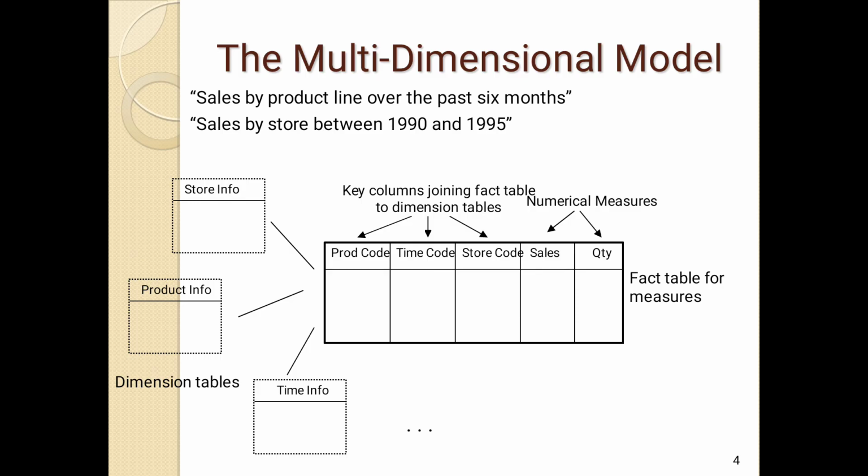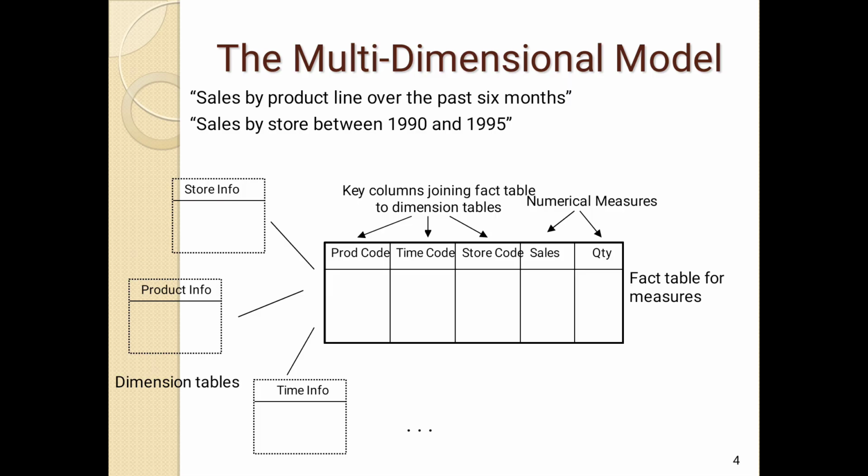Here the dimensions mean attributes. If you are taking an Excel sheet, you consider the first row in your Excel sheet, which we call attributes. Here we call them dimensions. The key columns join the fact table. So the dimension table contains product code, time code, store code. What about the sales? What about the quantity of your product? These are the dimensions.